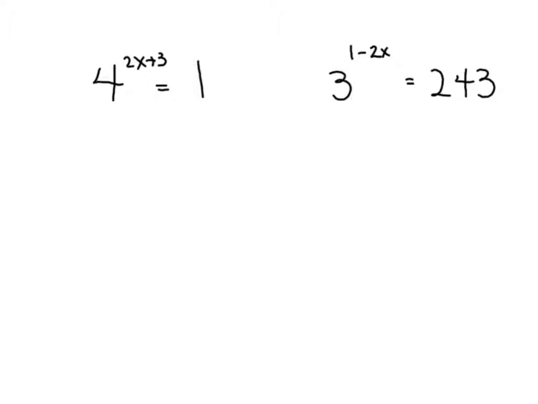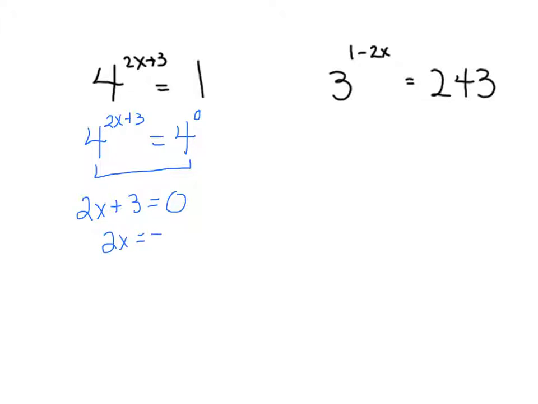Next, we have 4 to the 2x plus 3 power equal to 1. Now you remember that anything to the 0 power is equal to 1, so we could rewrite it this way. We could say 4 to the 2x plus 3 equals 4 to the 0 power. Well, now the bases are the same, and we would say 2x plus 3 equals 0, 2x equals negative 3, and x equals negative 3 halves.